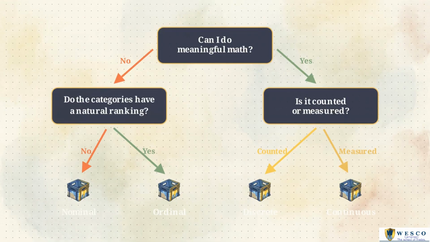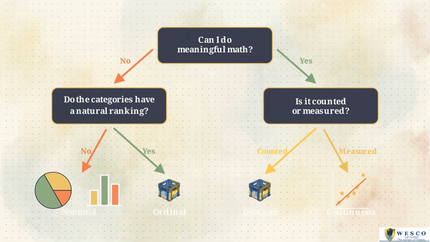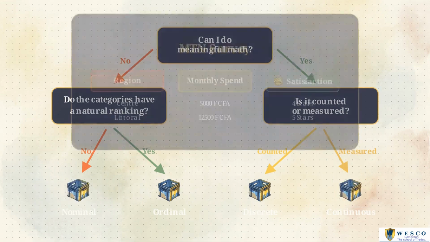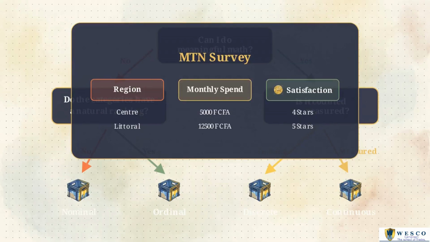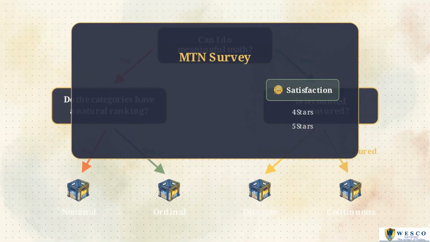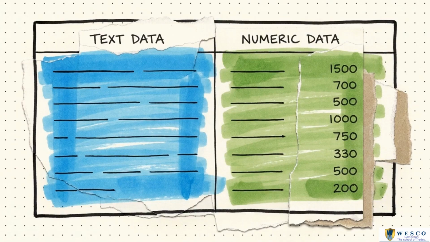Identifying the data type dictates the architectural limits of your analysis. Nominal labels safely route to pie charts and bar graphs, while continuous measurements open the door for scatter plots and trend lines. We can apply this to an MTN telecommunication survey. Regional labels sort directly into nominal, monthly spend drops into continuous, and 5-star customer satisfaction ratings land in the ordinal bin.